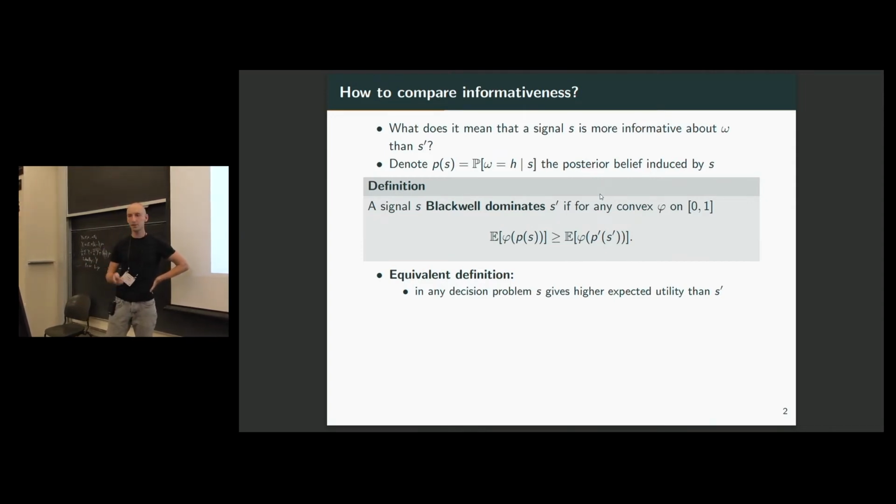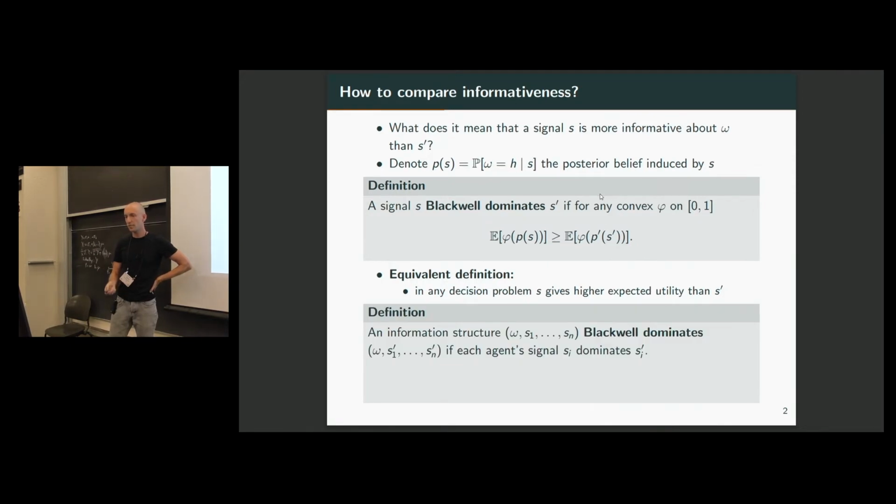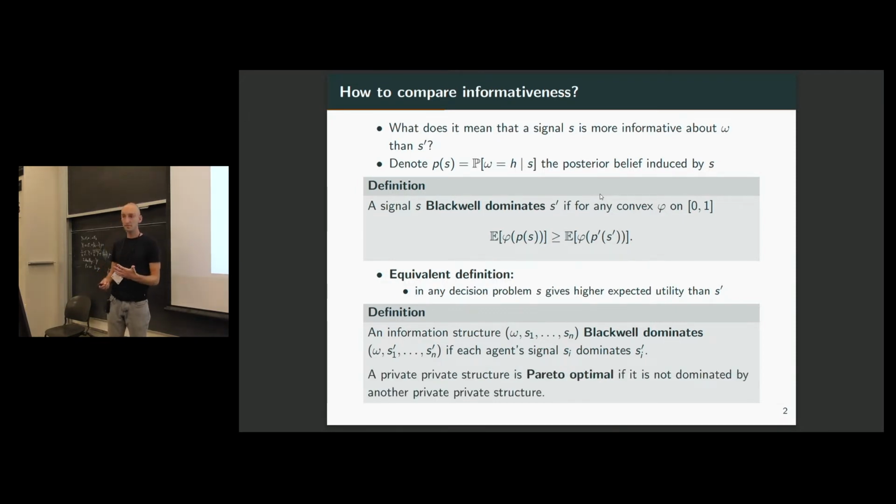Okay, so we've learned how to compare signals. Now we compare information structures. One information structure dominates another if each agent's signal in the first structure dominates her signal in the second structure. This gives us a certain partial order on information structures, and so we can look at its maximal elements. A private structure is Pareto optimal if it's not dominated by another private structure.